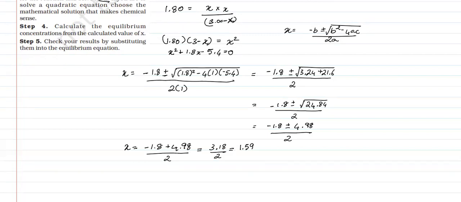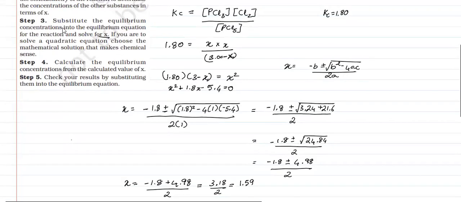That is equal to 1.59. So this is the next step: substitute the equilibrium concentrations into the equilibrium equation for the reaction and solve for x. If you are to solve the quadratic equation, choose the mathematical solution that makes chemical sense. In this case, the one that made chemical sense was the one with a positive concentration, and because of that, we did not consider the negative one. The next one is step 4. Calculate the equilibrium concentrations from the calculated value of x. So we will be doing that next.